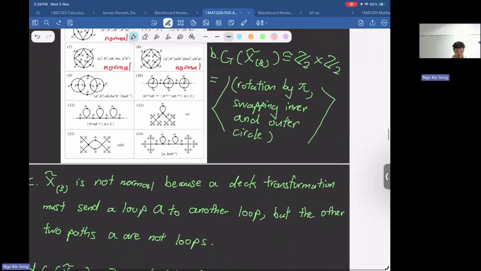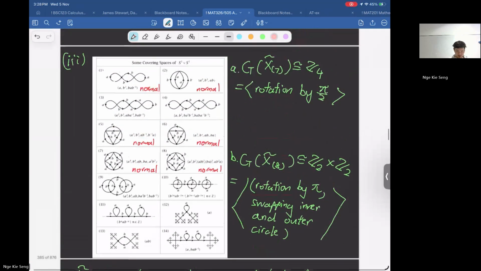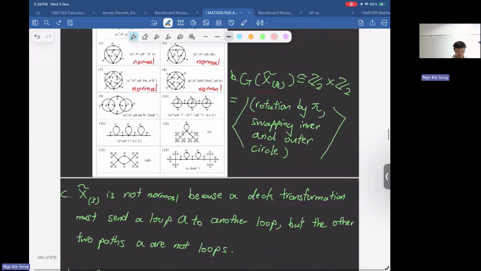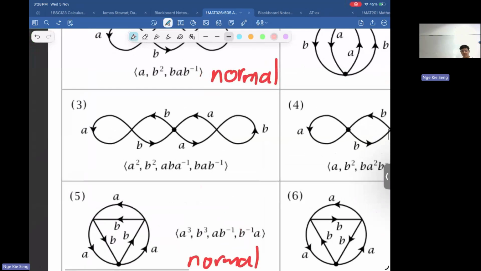So there's one thing that is not normal. Maybe S3 here, number 3. So 3 here is not normal. Can you see why it is not normal? Meaning there's one point such that there's a pair of leaves that you cannot send over using any deck transformation. Can you identify?